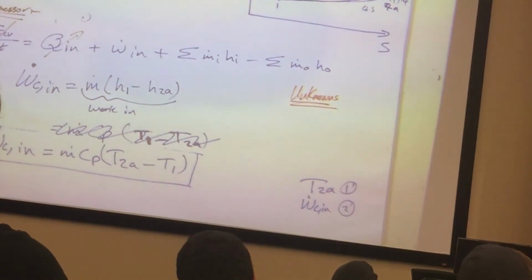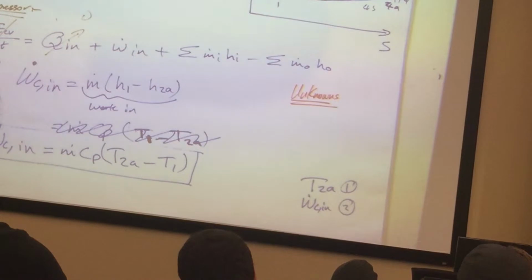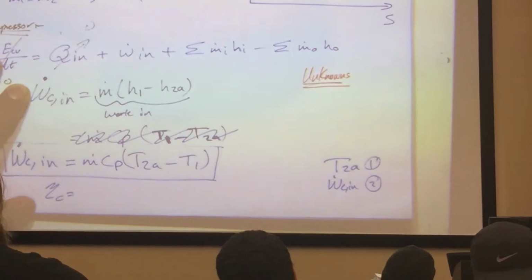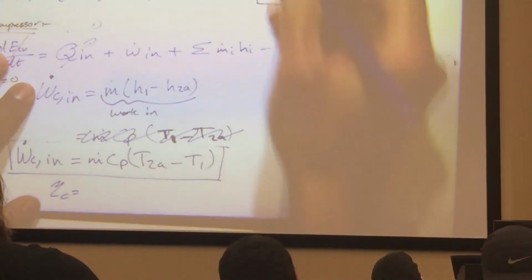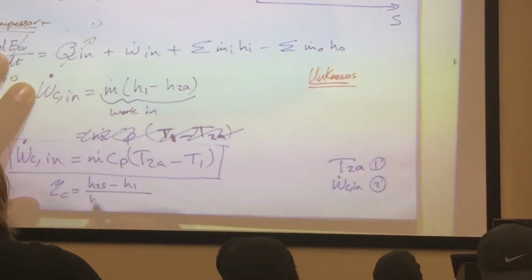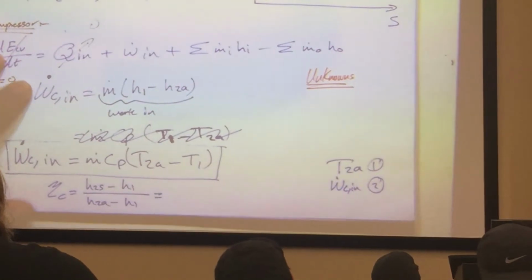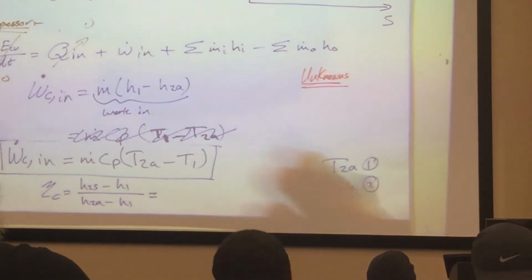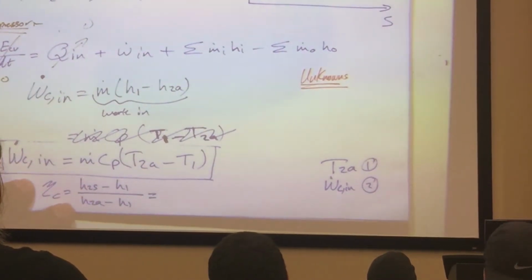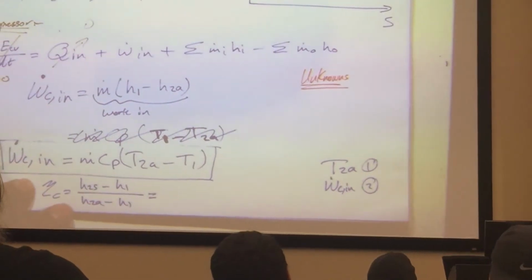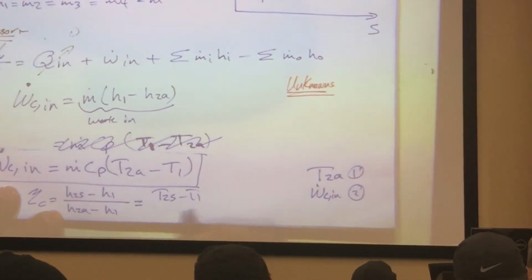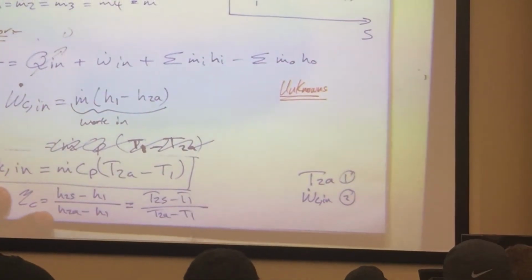How can I get that? Compressor efficiency, very good. We already derived it: the efficiency of the compressor is the isentropic process relative to the actual, so it's (H2S minus H1) over (H2 actual minus H1). I don't want to deal with enthalpy directly, so I can use Cp, assuming it's constant. That's why assuming constant specific heat is always an easy thing, because it cancels out. So what you end up with is (T2S minus T1) over (T2A minus T1).